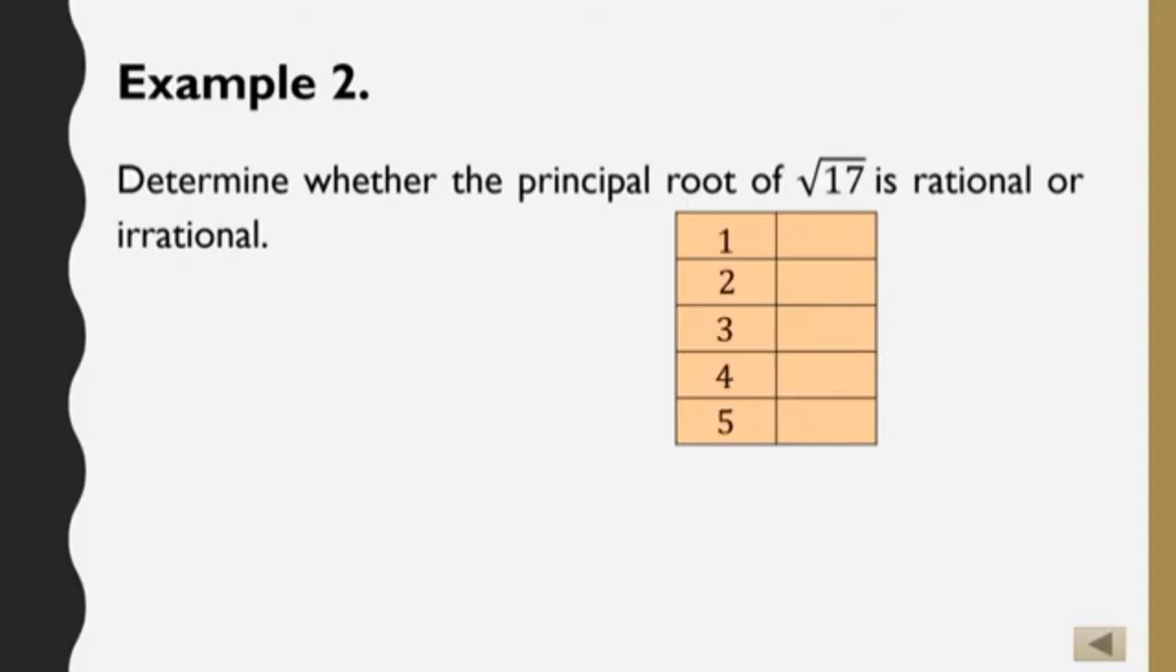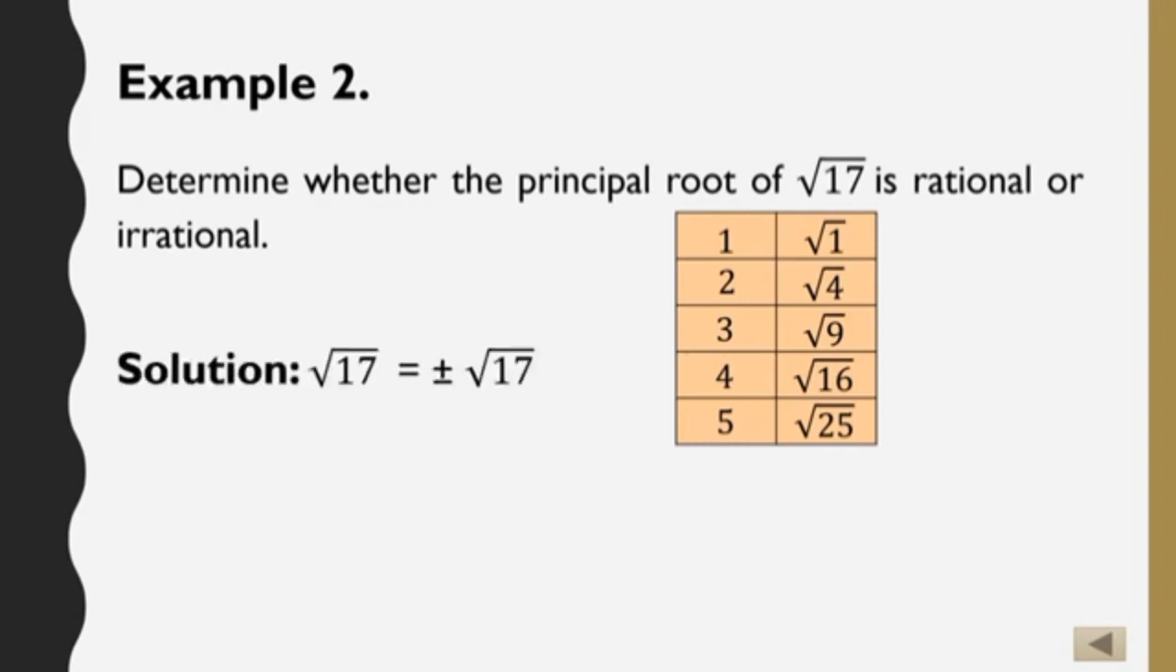So let us multiply. 1 times 1 is square root of 1. 2 times 2, square root of 4. 3 is square root of 9. Square root of 16. And square root of 25. Question. May nakita ba kayong square root of 17? Wala. So, the solution for the square root of 17 is equal to positive or negative square root of 17.